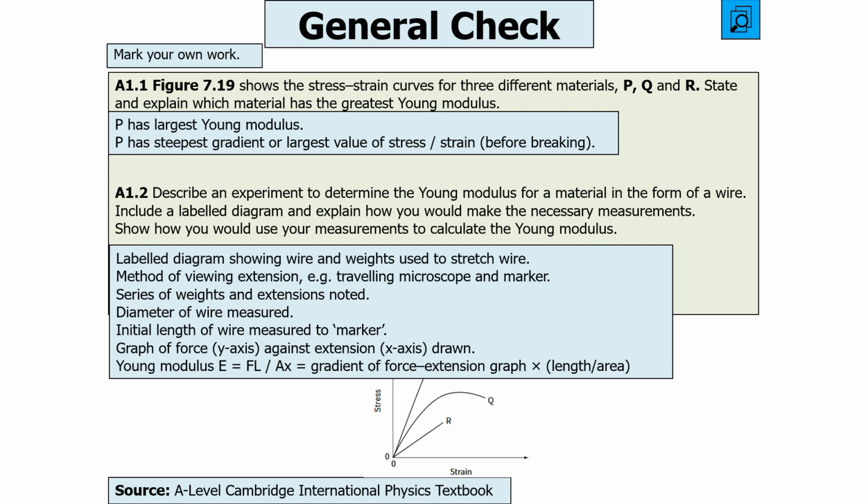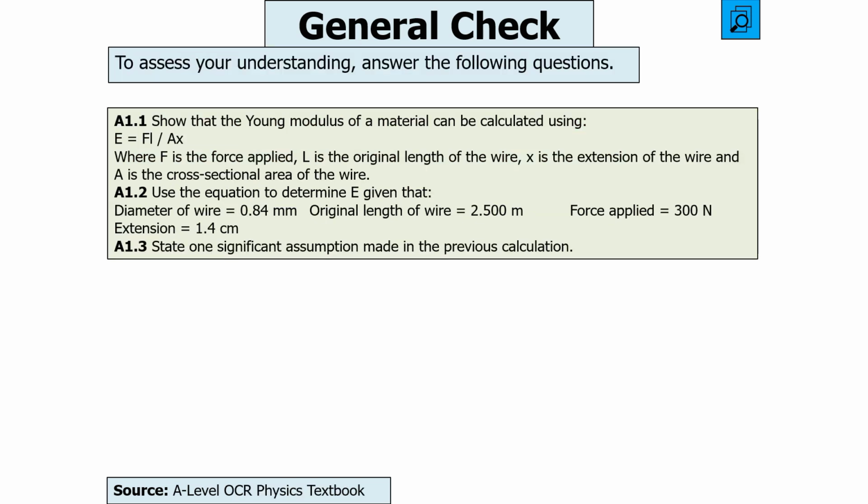You'd then graph the force against extension, and then the Young modulus is going to be equal to FL over AX. Or you could do a stress-strain graph and then have just the gradient of the line being the Young modulus.